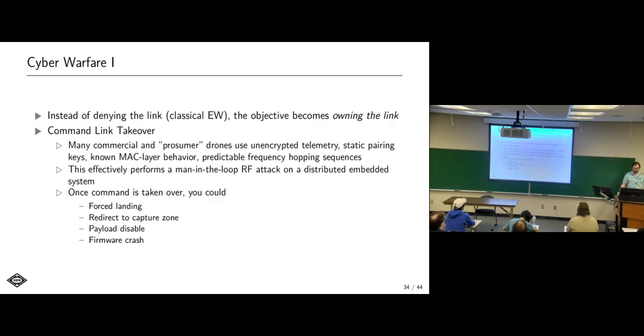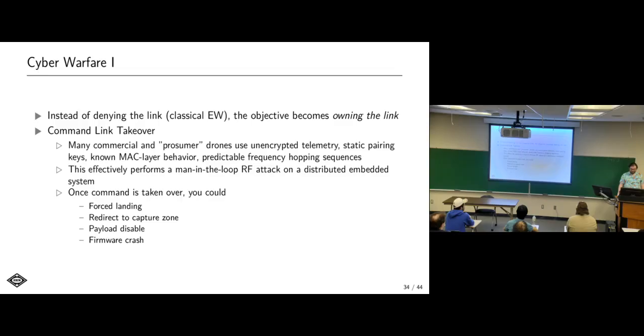I tried to keep this one a little more vague, because telling you that many consumer and prosumer drones use unencrypted telemetry, static pairing, known behaviors and predictable frequency means that the curious among us can probably become a problem pretty easily. But this stuff is out there. It's pretty easy to figure out too. You're essentially performing a man-in-the-loop RF attack on an embedded system.